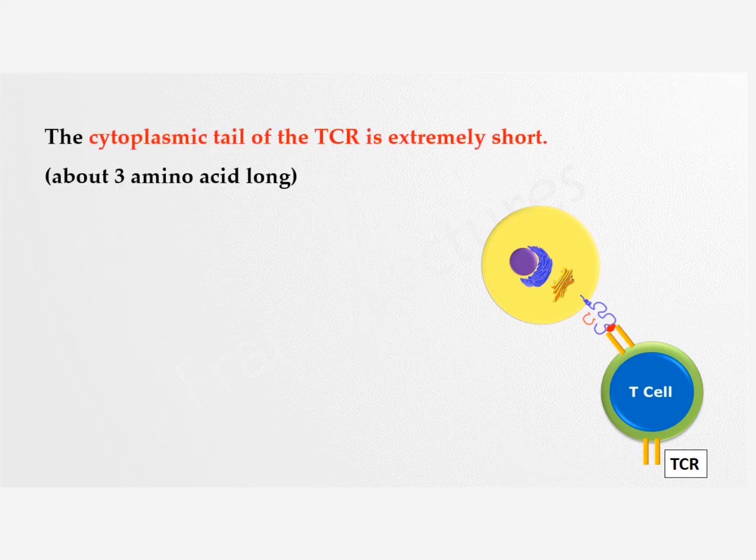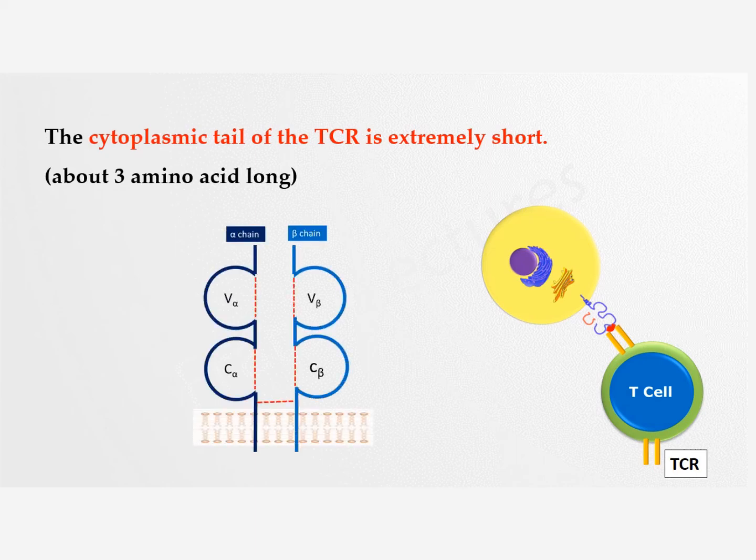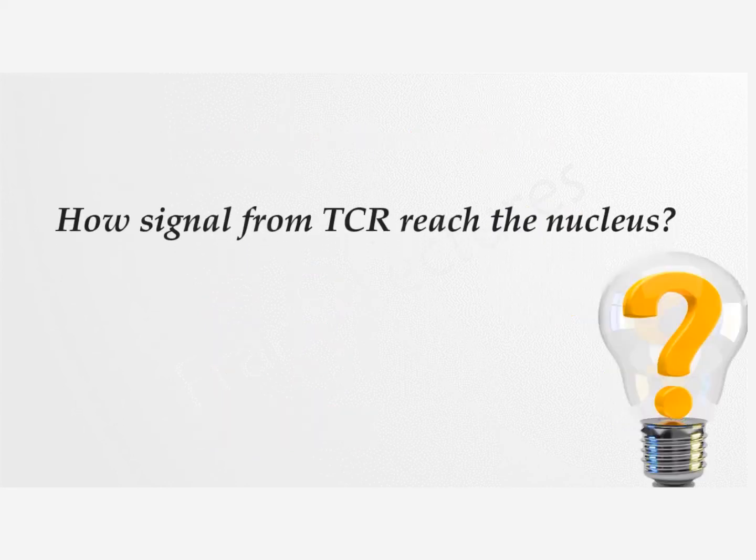After T cell receptors recognize the antigen presented by an MHC molecule, a signal is transmitted from the surface of the T cell to the nucleus, which leads to T cell activation. But the T cell receptor cannot do this alone because its cytoplasmic tail is extremely short. It is only about 3 amino acids long. So, how does this signaling take place?